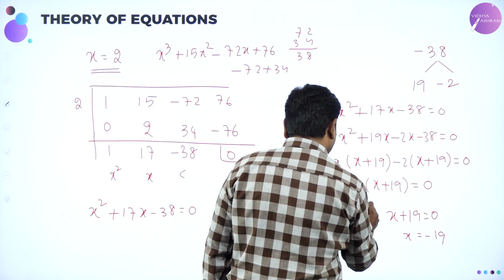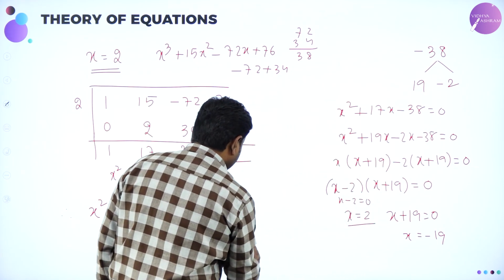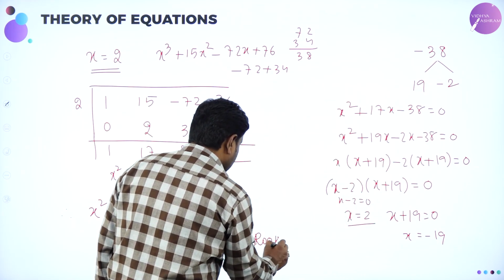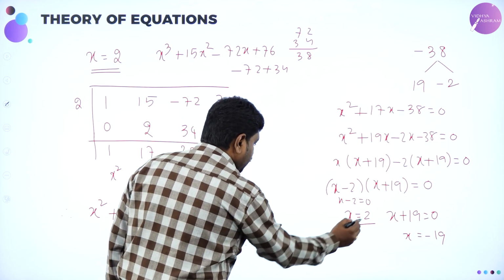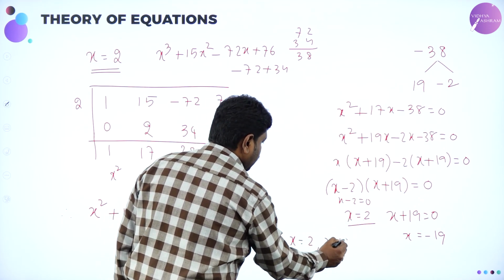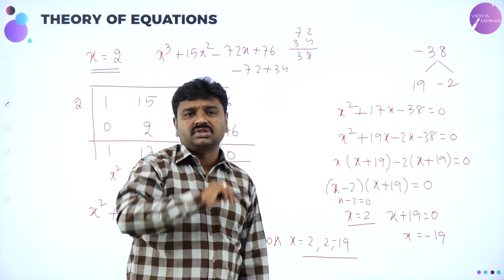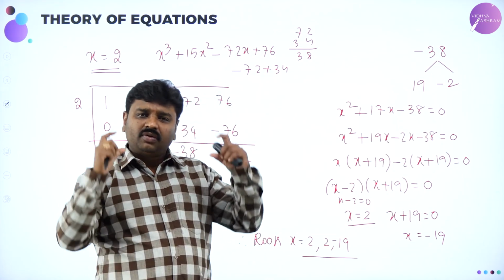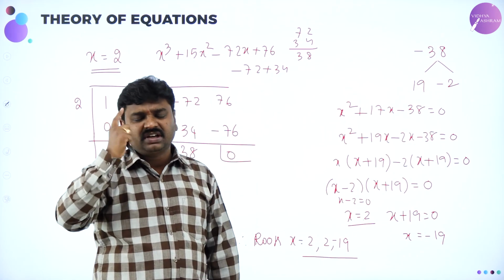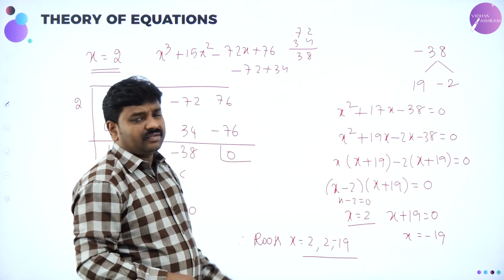Here x minus 2 equated to 0 gives x is equal to 2. Therefore, you got all three roots. What are the three roots? First by inspection you got 2, again you get the same 2, and minus 19. 2, 2, minus 19 are the roots. Definitely for every cubic equation there will be one integral root between minus 3 and 3. Remember that. So now we have done with synthetic division.